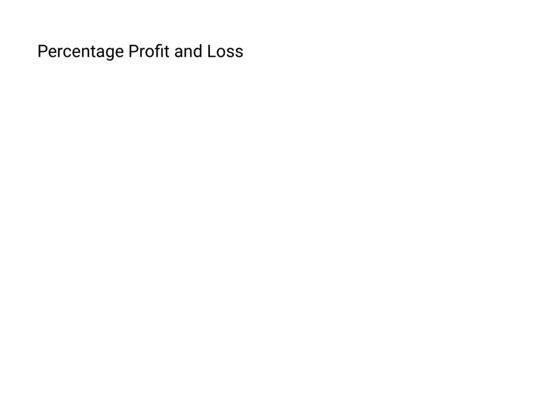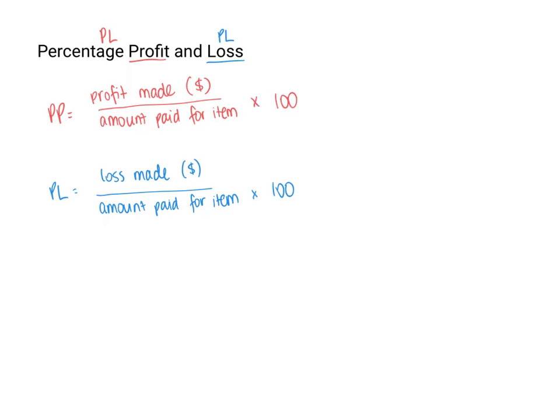Each of them has a formula, but they're both very similar. You can see that the big difference between the two is the word profit there and loss there. So it's profit made over the amount paid for the item times 100, or loss made over the amount paid for the item times 100. This comes in handy when you have that problem where someone said they've made $30 profit. You want to know how good is that $30 profit, how much did they pay for the item, etc. So let's work with this $30 profit idea.